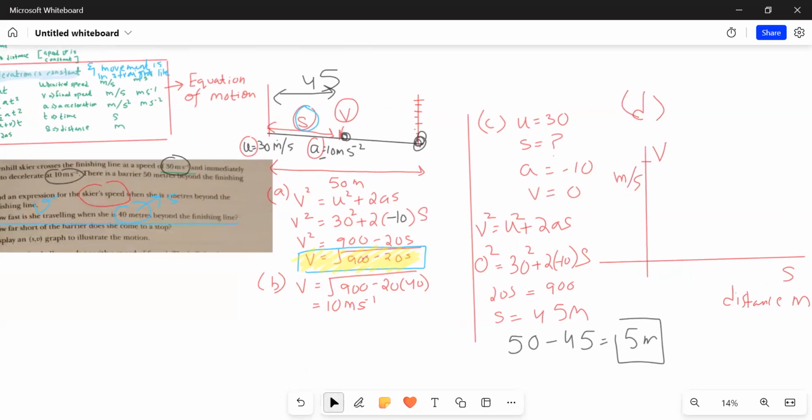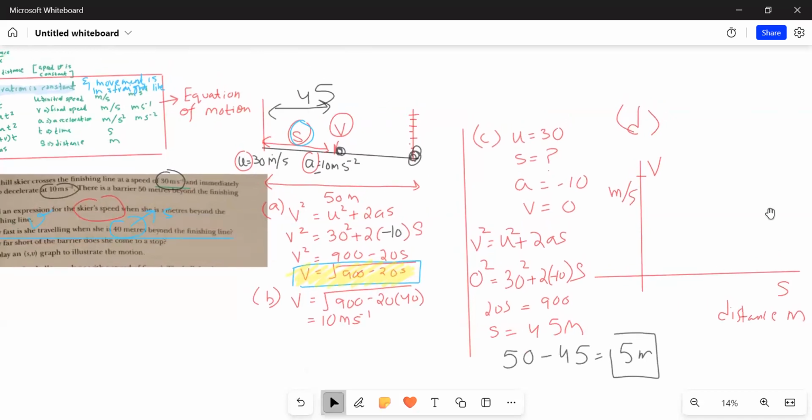So from the question, we know that when there's no distance covered, the speed is 30. And then when it stops, the distance covered is 45. So the distance should be 45 and speed should be zero. So somewhere over here.